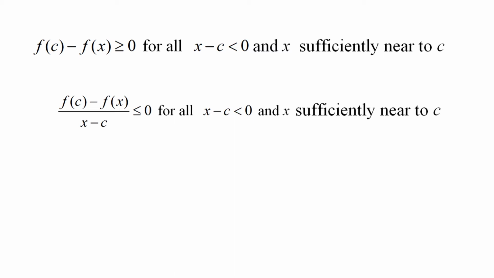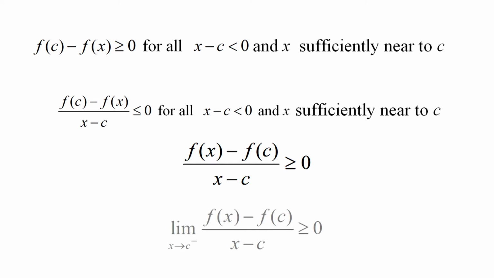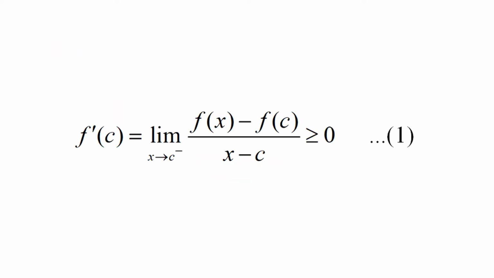That is, for x less than c and x sufficiently near to c, we have (f(x) minus f(c)) upon (x minus c) is greater than or equal to 0. So that limit x goes to c minus of (f(x) minus f(c)) upon (x minus c) is greater than or equal to 0. Hence, f dash of c is equal to limit x goes to c minus of (f(x) minus f(c)) upon (x minus c), which is greater than or equal to 0. Equation 1.